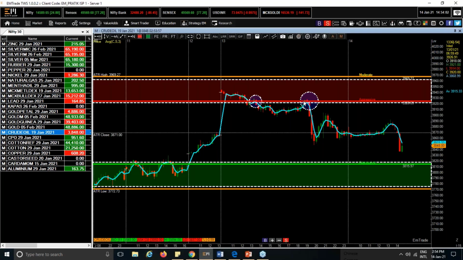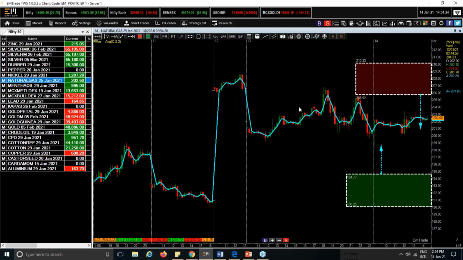Yesterday, the resistance power was around 3,920. They gave you 2 attempts to enter into that zone and it was not able to break that zone and your price started declining. In the same manner, you can expect it from the support level also. This is the chart of crude oil.